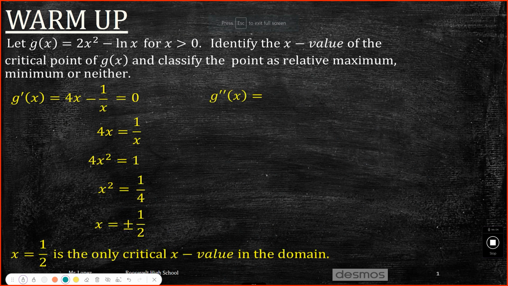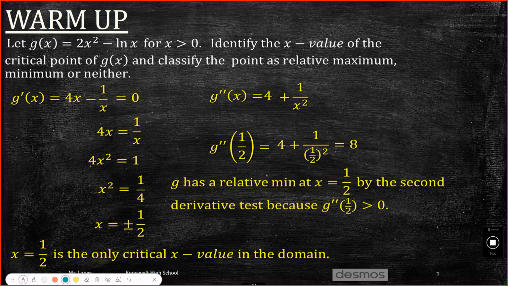Let's see. Identify that x equals 1/2 is the only critical x value in the domain. Plug it in to see what sign it is. If it's a positive sign, it's concave up. So g has a relative min at x equals 1/2 by the second derivative test, because g double prime of 1/2 is greater than 0. And we've already said that this is the only critical point because g prime at 1/2 is 0.